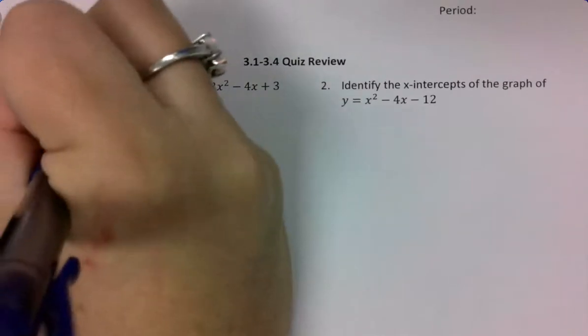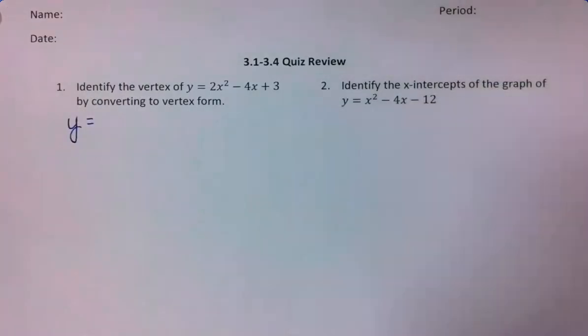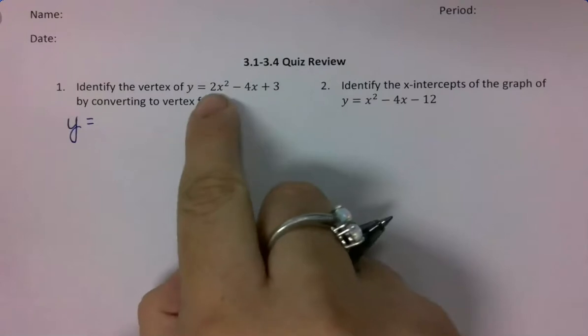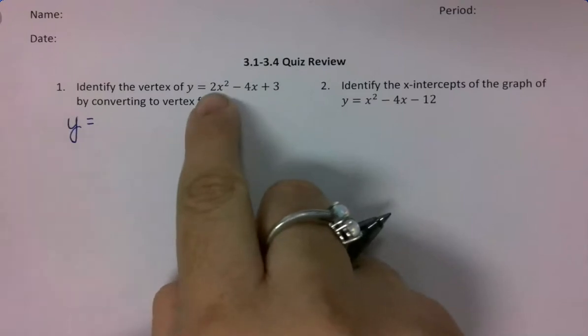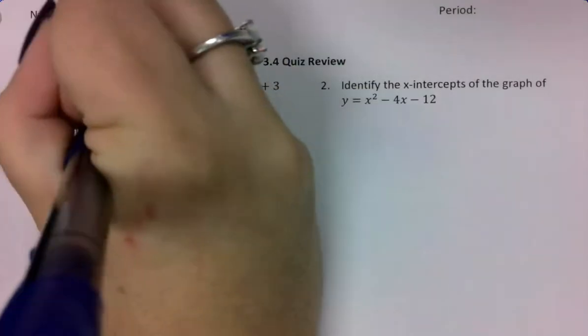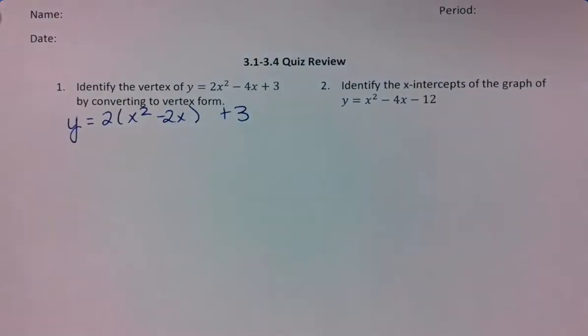I'm going to start off by factoring out a 2 from my first two terms, and the reason I'm factoring out a 2 is because this is my leading coefficient, and I always want to make that 1. So I'm going to have 2 times x squared minus 2x, and then I'm going to leave that 3 alone at the end for now.